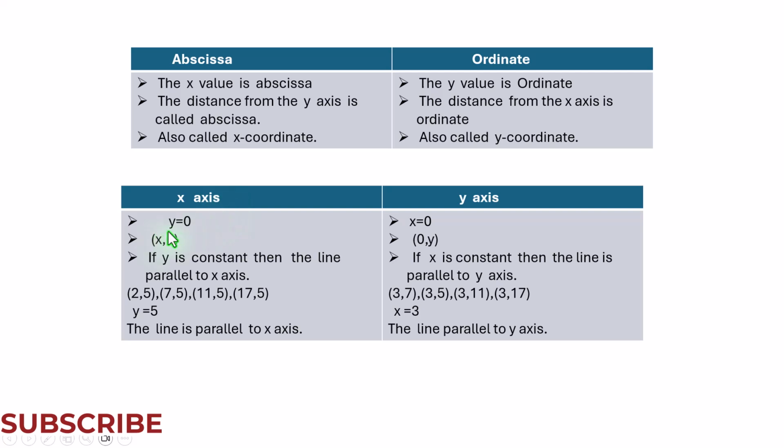On the x-axis, the y value is always 0. It is represented as (x, 0). On the y-axis, the x value is equal to 0. It is represented as (0, y).